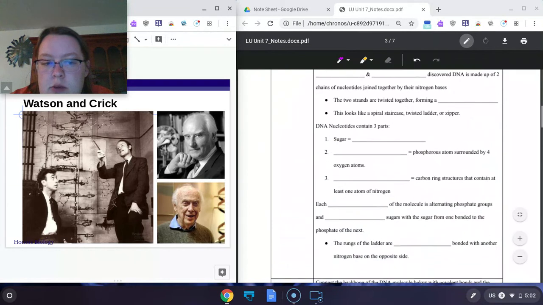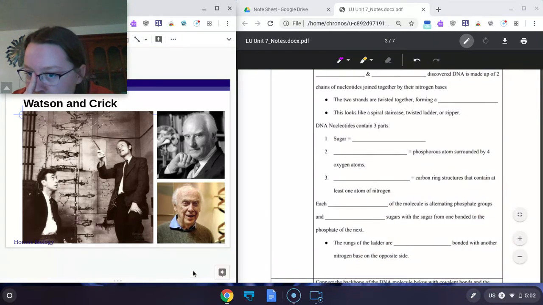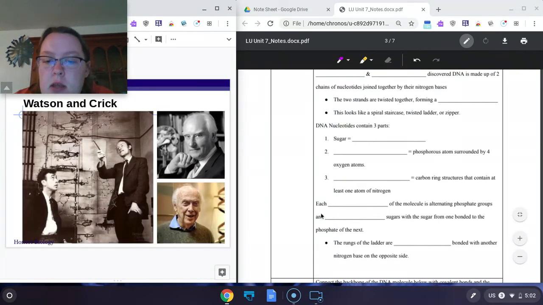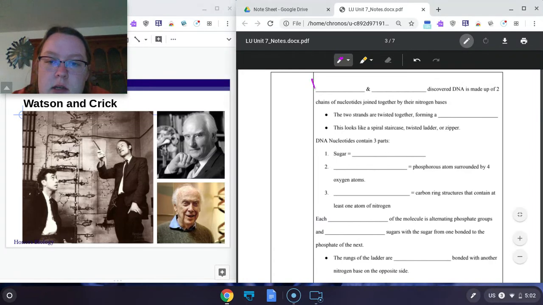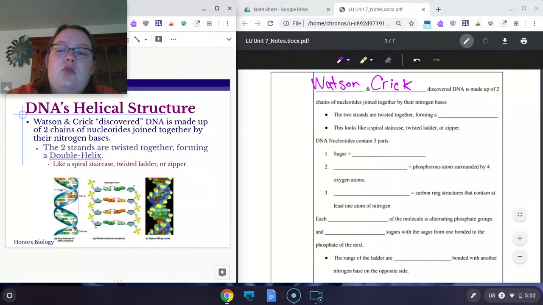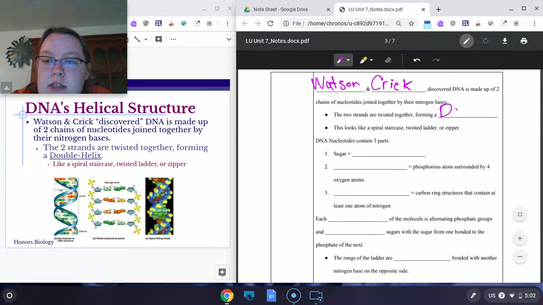So we have 2 more scientists. I believe these are almost our last 2. And their names are Watson and Crick. Now, Watson and Crick are credited with discovering that DNA is made up of nucleotides that are held together by nitrogen bases. So they found out that DNA is a double helix. And it looks kind of like a spiral staircase.